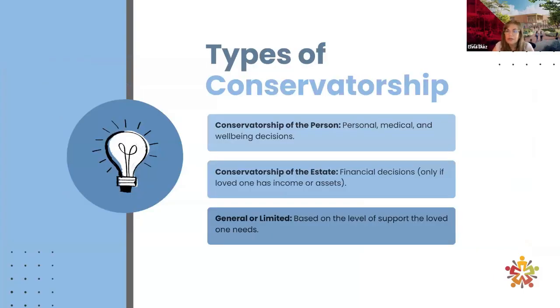So, the types of conservatorship: remember, you can have a conservatorship of the person, which is for personal, medical, and well-being decisions, or also of the estate, in case your loved one has income or important assets. These can be general or limited, and that would depend on the level of support that they need. Remember that the judicial system's main concern is the well-being of your loved one. They will decide if your loved one needs a limited or general conservatorship. Okay, so that's just a review.